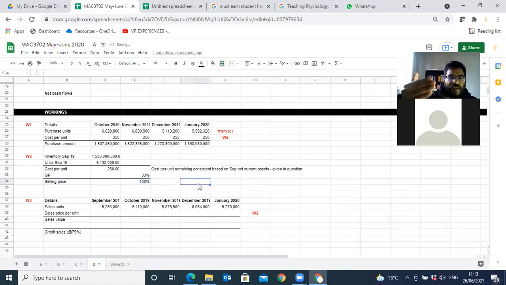So remember, cost plus markup equals sales. If the markup was on cost price, cost would have gotten 100, so sales would be cost plus markup, which is 100 plus 33, so 133. But when it's on sales, then sales get the 100. So markup is something different, because cost plus markup must give me sales. So I have sales, I have the markup, so this needs to be 100 minus 33, which gives me 66. Just take note of that.